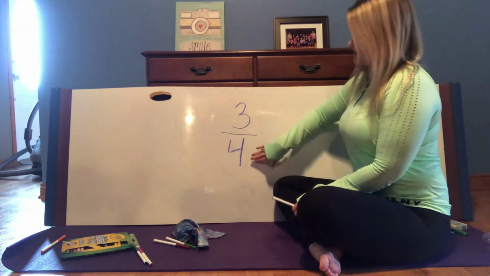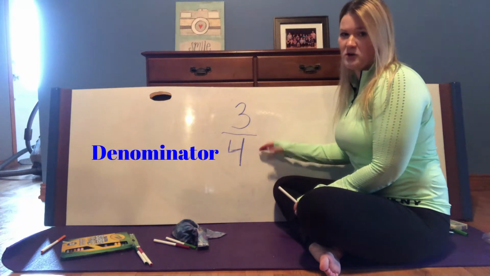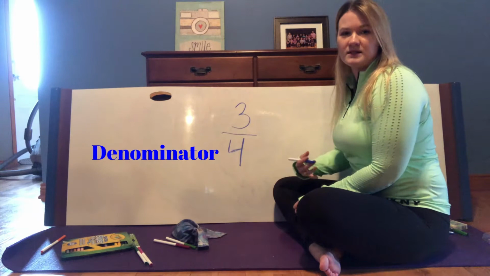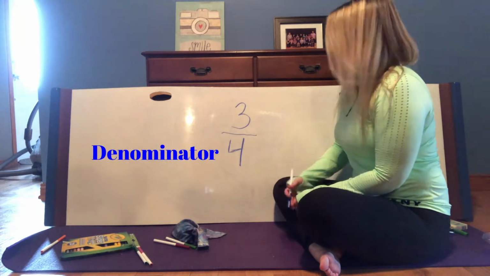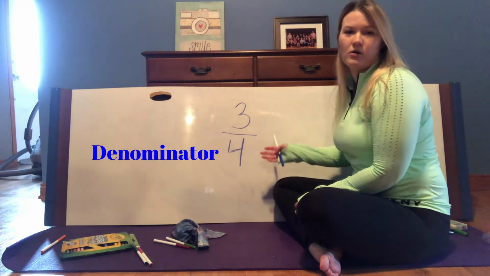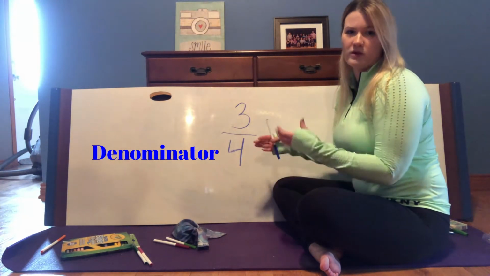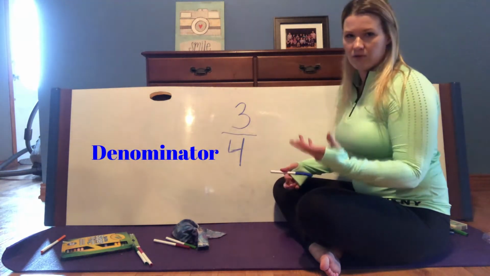The denominator is on the bottom of your fraction. I always think of D for denominator being down. The denominator tells us how many pieces our whole has been cut into, or how many parts of a whole we have. So in this example, our pizza or our pie has been cut into 4 slices, or 4 things. Our puzzle has 4 pieces. If you have all 4, you have a whole.